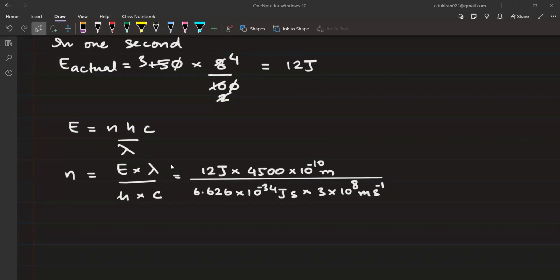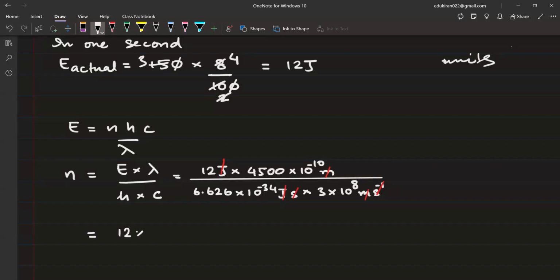Okay. So now, before solving anything, first of all, we are going to solve the units. So let's solve the units. Joules will get cancelled by joules. Meter will get cancelled by meter. Here we have second, here we have second inverse, so both of these will also get cancelled. And obviously, since we are finding the number of photons, the number will not have any units, right?